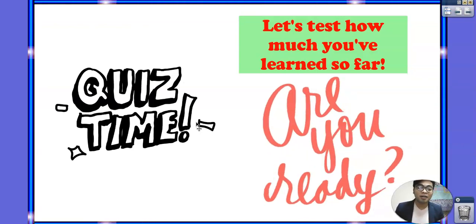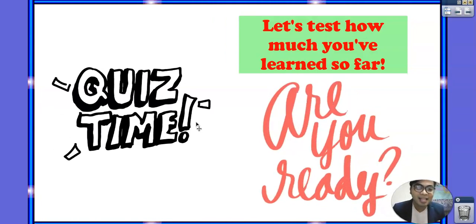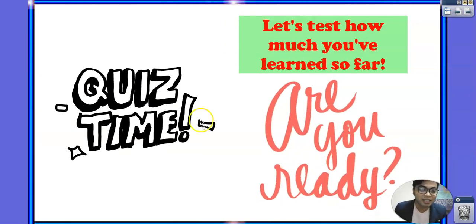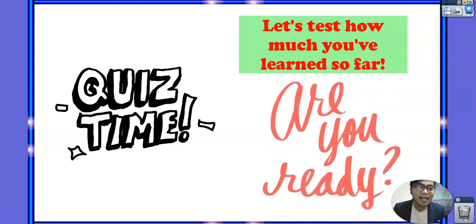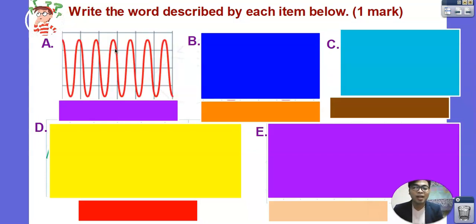However, if you are ready and you know about those pitch and the loudness, let's test how much you've learned so far. So we're gonna give you here an example of sound waves, and you need to identify if it is a loud sound, a soft sound, a high-pitched sound, or a low-pitched sound. So write the word which is described by each item below and 1 mark for each. Question number 1. Look at this.